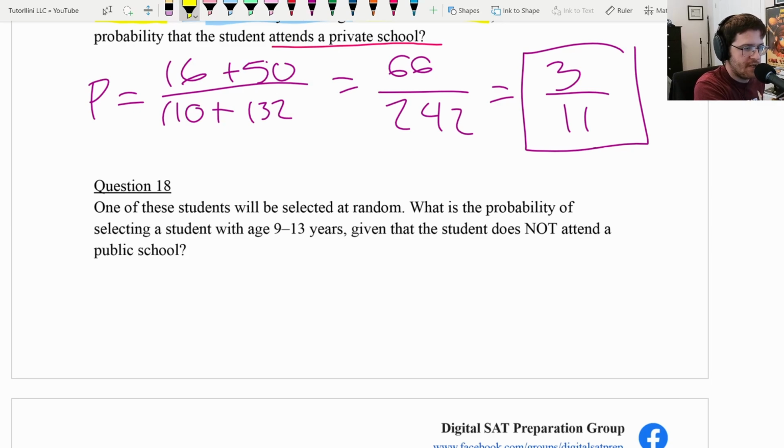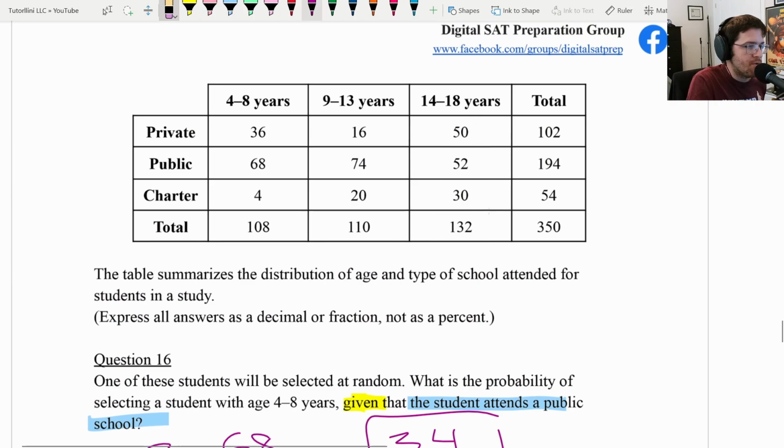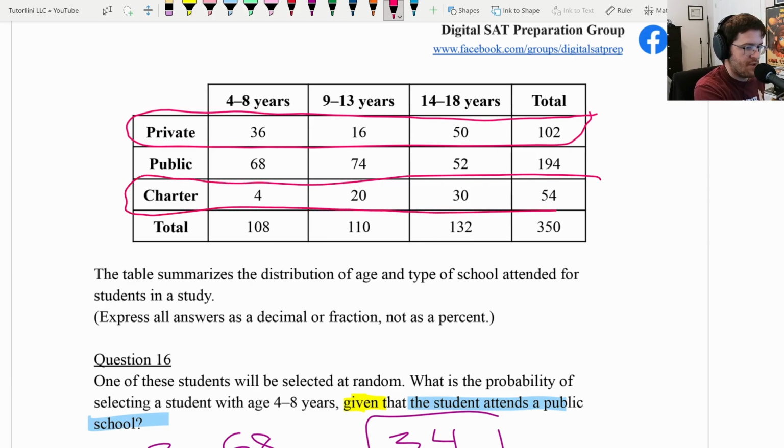Okay, question 18. So it says, given, what comes after that tells us the target group, the student does not attend a public school. So in other words, the student attends a private or charter school, the other options, right? So let's go and put boxes around that. So this is a little weird because the rows aren't next to each other, but you could still see this. So I'm going to circle the private row and then kind of concurrently circle the charter row. And again, you see it's just really important that we are kind of ignoring this public school row. We don't care about that. Told us not a public school.